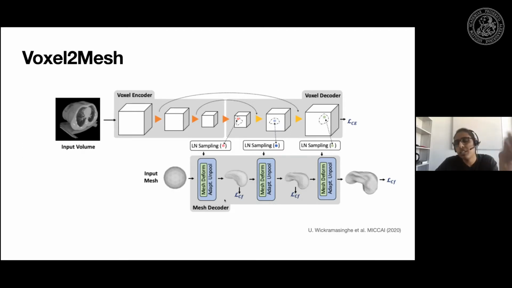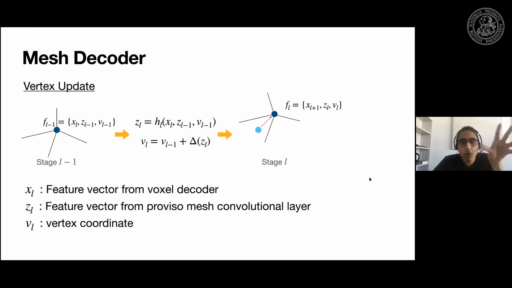This actually speeds up the training a little bit. Even if you don't use them at the end of each stage, it's fine. It's just that the training is a little bit slower. Okay, that's the very basic overview of the idea we worked on. Now let me go into more detail. In the mesh decoder, we have the mesh deformation, which does this vertex update. So how does this vertex update happen?